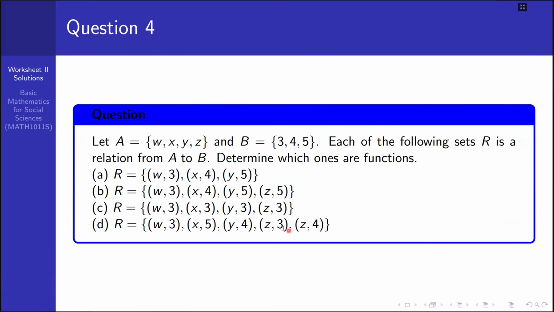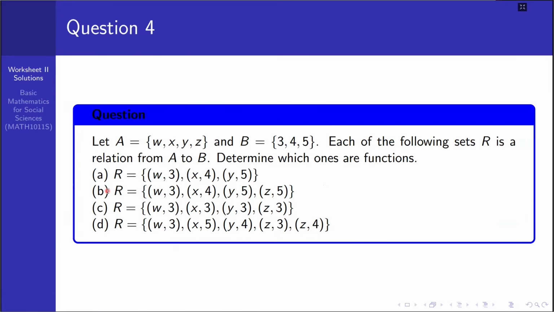W, x, y, z, the domain is the same, that's simply A, but this is not a function, because of the last component of this one that has two different images, which are 3 and 4. This is not a function property due to the existence of these two elements. Therefore, this is not a function.